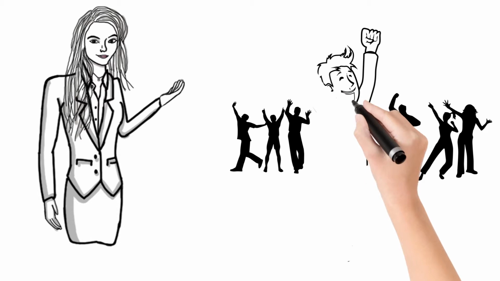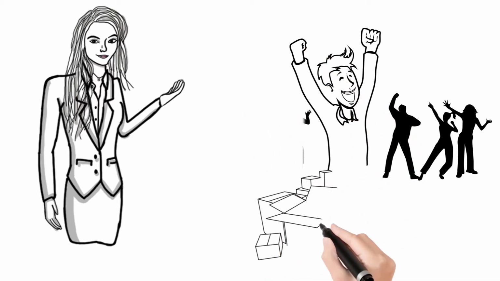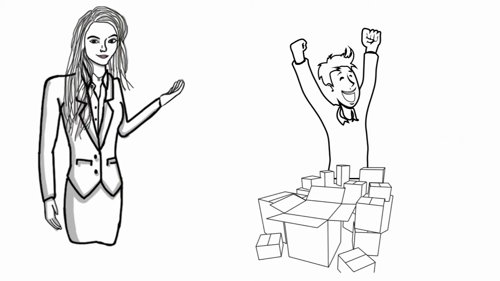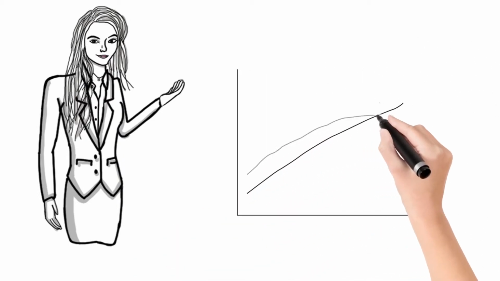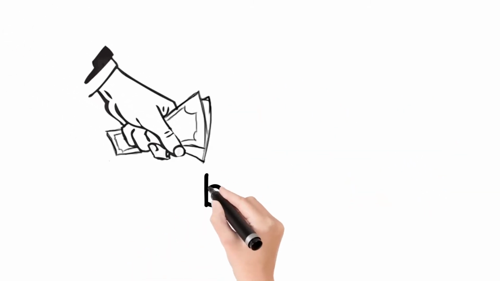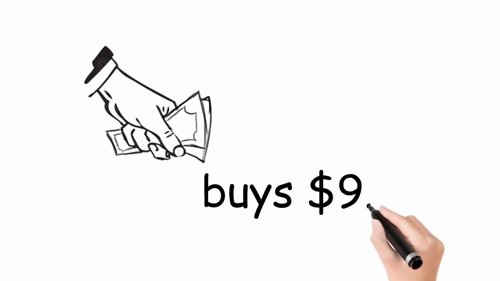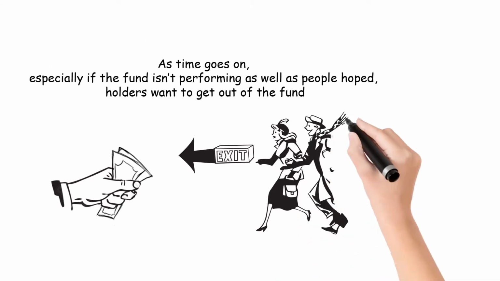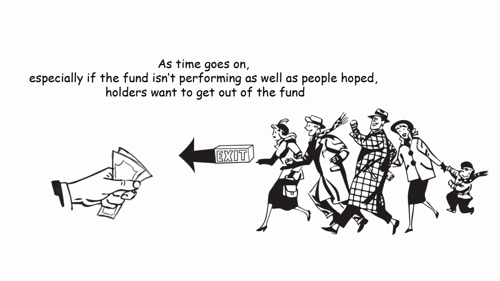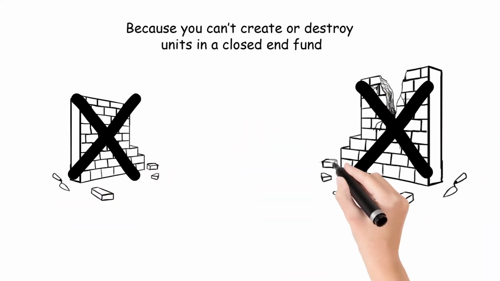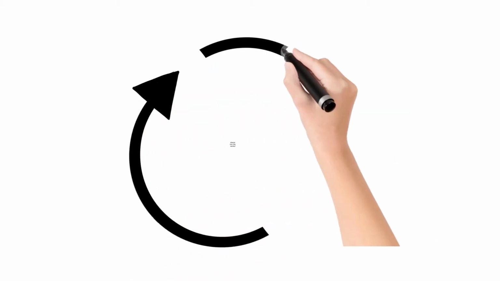Shares trade around $10 for a bit, but now without brokers or investment bankers cheering on the stock, because they have already taken their commission, excitement about the fund dissipates, and the fund trades down close to what it's worth, its NAV. Now the fund manager takes the cash of $9.40 and goes out and buys $9.40 of bonds or stocks. As time goes on, especially if the fund isn't performing as well as people hoped, holders want to get out of the fund. Because you can't create or destroy units in a closed-end fund, the only way to get out of the fund is to sell your shares into the market.